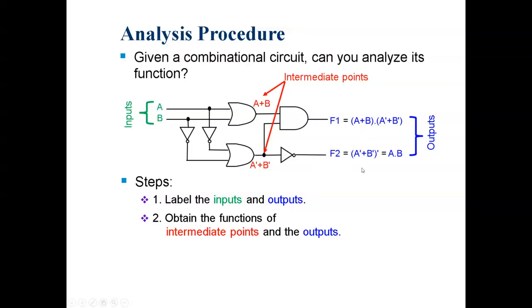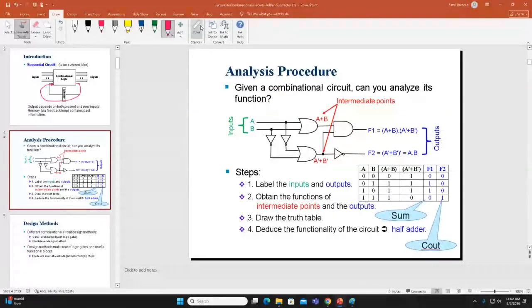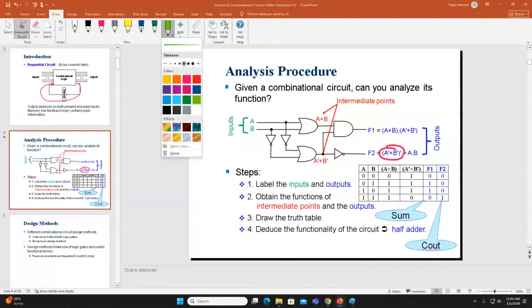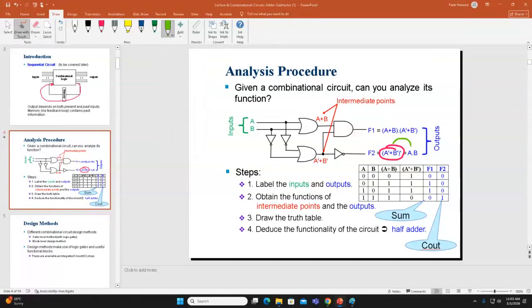Now if you look at F2, what is this F2? This is actually A bar plus B bar, and we invert it. Then we apply De Morgan's theorem. When we apply De Morgan's theorem, we get this output, which is A dot B. Any question? Okay.